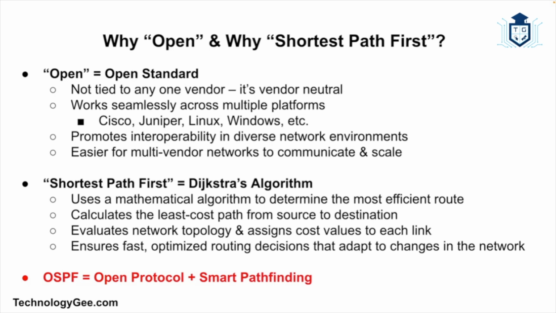Well, open means that it's an open standard. So unlike proprietary protocols like EIGRP, which is Cisco specific, OSPF works across different vendors and platforms. You can run OSPF on Cisco, Juniper, Linux, Windows, you name it. And shortest path first refers to the algorithm that it uses. This clever math-based process basically figures out the shortest or least cost path through a network. So when you hear OSPF, just think open protocol plus smart pathfinding equals efficient routing.